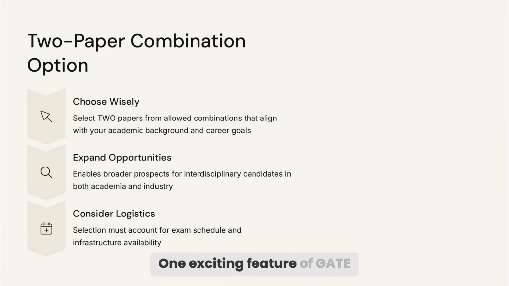One exciting feature of GATE 2026 is the option to appear for 2 papers. You should select your 2 papers wisely based on your academic background and career goals. This option opens up more opportunities, especially for interdisciplinary candidates. But make sure to consider the logistics of exam scheduling and infrastructure availability when making your choice.